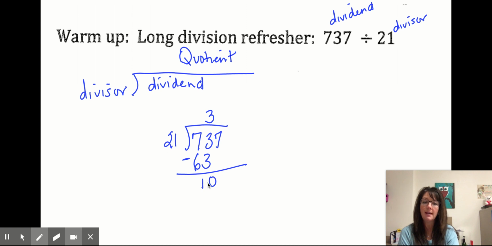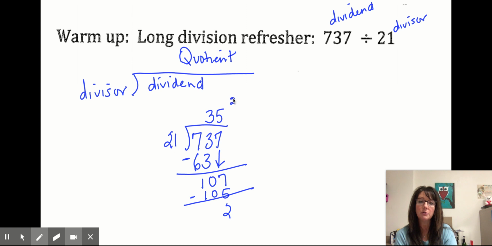Okay, 21 into 10, can't do it, so we got to bring down the next number and take 21 into 107. Goes in about 5 times. 5 times 1 and 5 times 2, and we're going to subtract. Now we could do decimal division, but we're not going to. Remember when we had a remainder? Back, you used to be able to say like remainder 2, but you also used to make your remainder as a mixed number, and you would write your remainder as 2 over 21. So we have this mixed number, which is like 35 plus this 2 over 21.